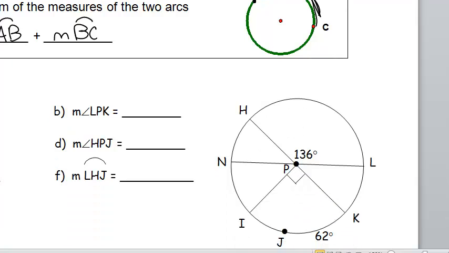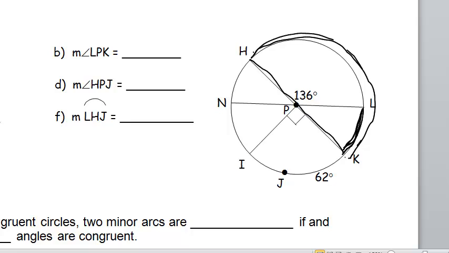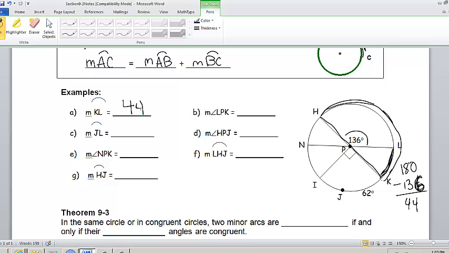Alright, so let's look at a couple examples where we're looking for angle measures. The first one is the measure of KL. KL is right here, and you can do this a number of different ways, but the first thing I notice is that from H all the way to K is half of a circle. Remember, a semicircle is 180 degrees. I want everything except for the 136, so I'm just going to take 180 minus 136, and you get 44. So KL is 44 degrees.